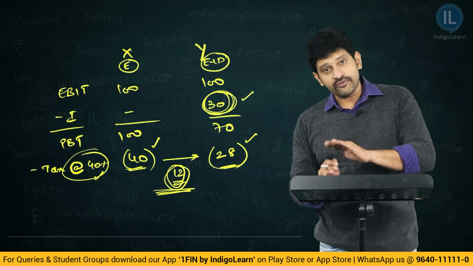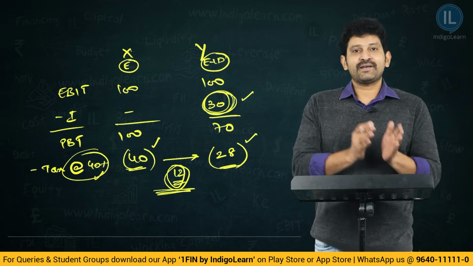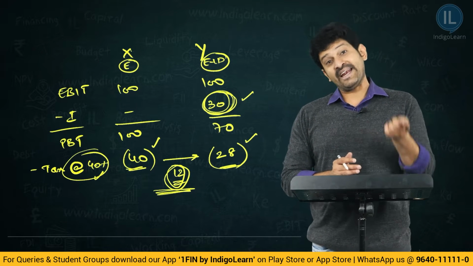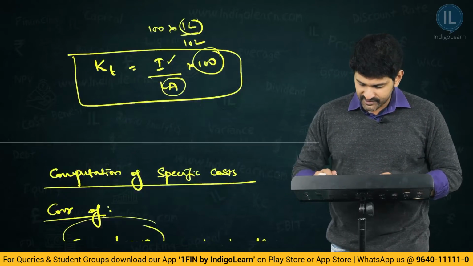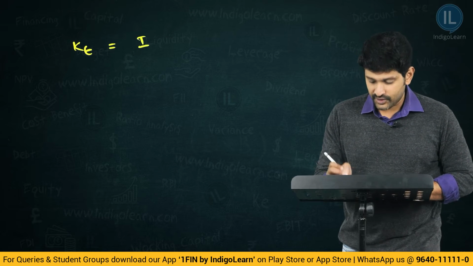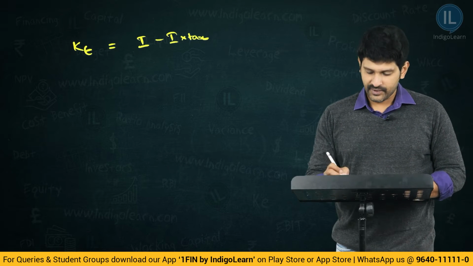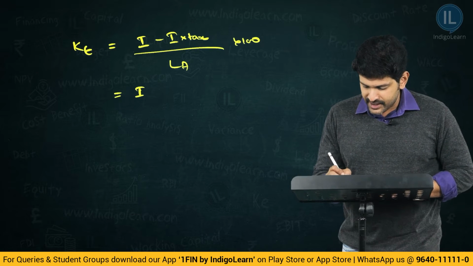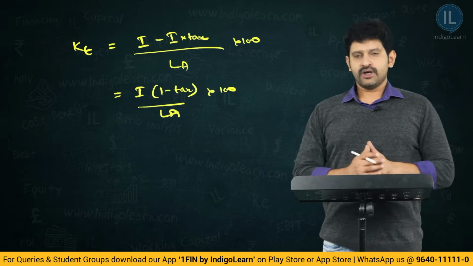Therefore, even though the outflow is interest, I have a benefit of saving in the name of tax. Because of tax, we will not say simply interest, we will say net interest. Now, coming back to our formula, we will write it here. Therefore, my KT will be not simply interest, but interest minus interest into tax, divided by loan amount into 100. Can I further expand it and say interest into 1 minus tax divided by loan amount into 100?